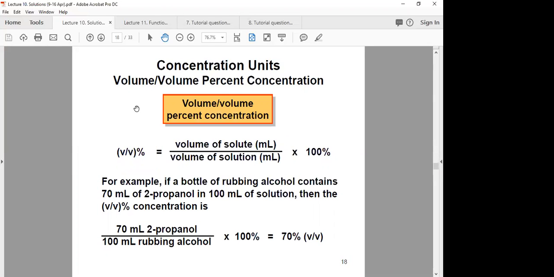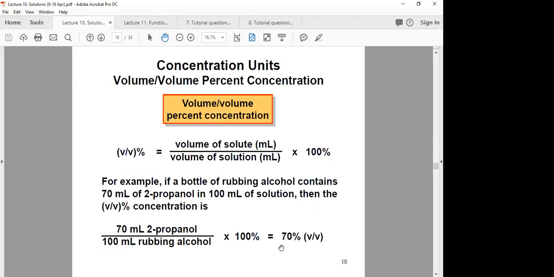All right, our next unit of concentration, very similar: volume per volume percent concentration, where we have a volume of solute in mL dissolved in a total volume of solution, multiplied by 100. Let's look at our example. If a bottle of alcohol contains 70 mL of the alcohol 2-propanol in a total of 100 mL of solution, then the volume per volume percent concentration is simply 70 mL of 2-propanol divided by 100 mL of total solution, multiplied by 100%.